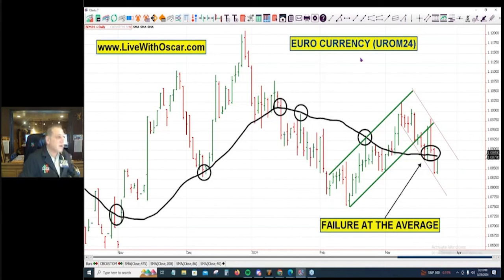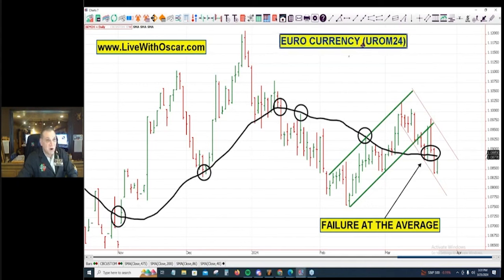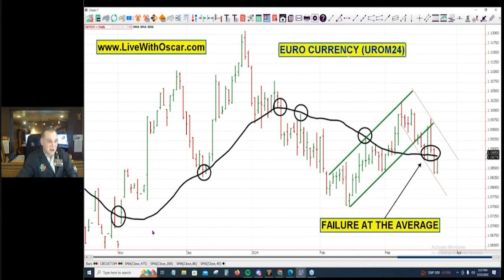So let's go here. Yes, euro currency was doing really well when it was inside this channel, green channel, and started to get above the average and started to look really good. But since then, we've broken down through the bottom of the channel, and we are now below the average. And now look at how well this average keeps euro, 6E, in check. It's UROM24 in Metastock. It's the 6E if you're not in Metastock.